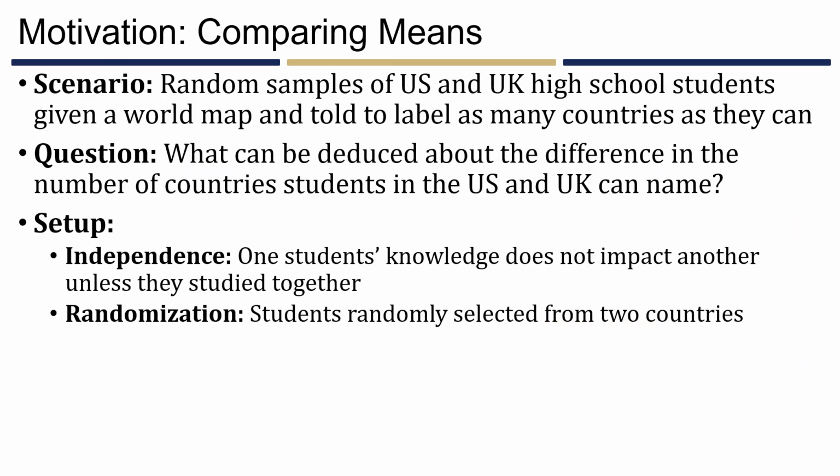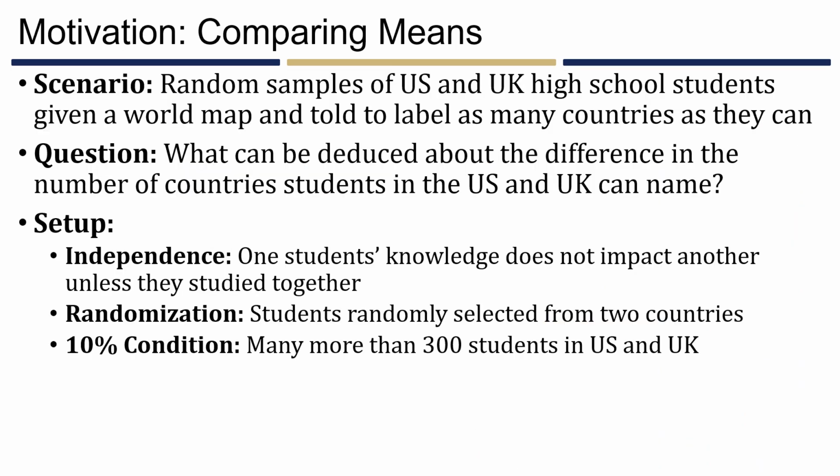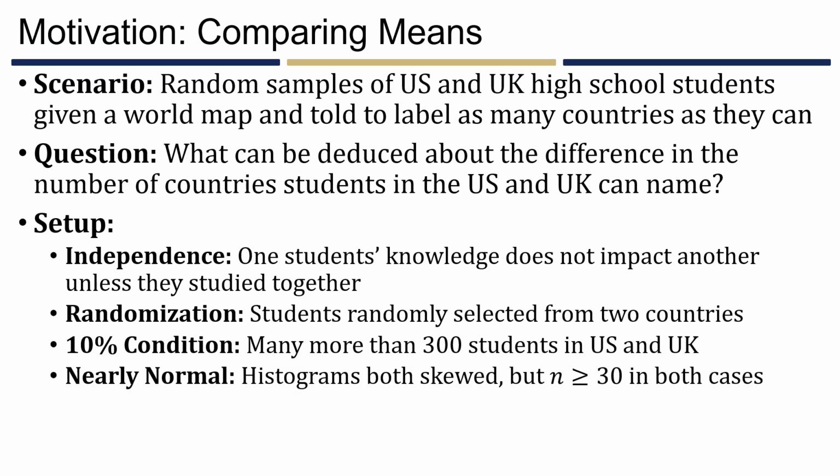Now, checking the 10% condition, we certainly have more than 300 students in the United States and in the United Kingdom, so our samples comprise less than 10% of the total number of students in both of our populations. Even though both of our histograms were skewed to the right, our sample sizes were at least 30 in both of our samples. So as a result, the third rule of thumb in the central limit theorem is going to hold, so we can guarantee that the shape of the sampling distribution of both of our sample means are both approximately normal.